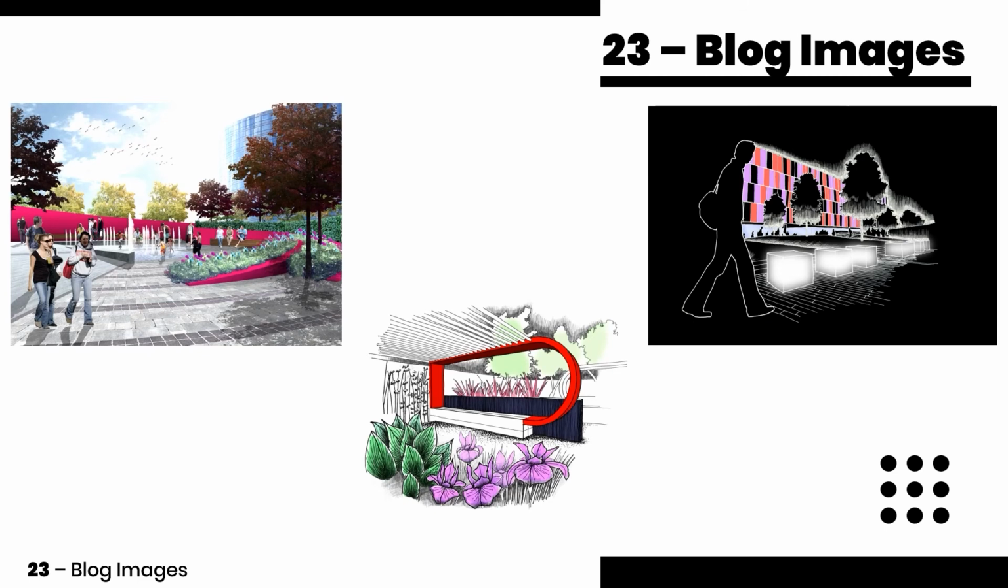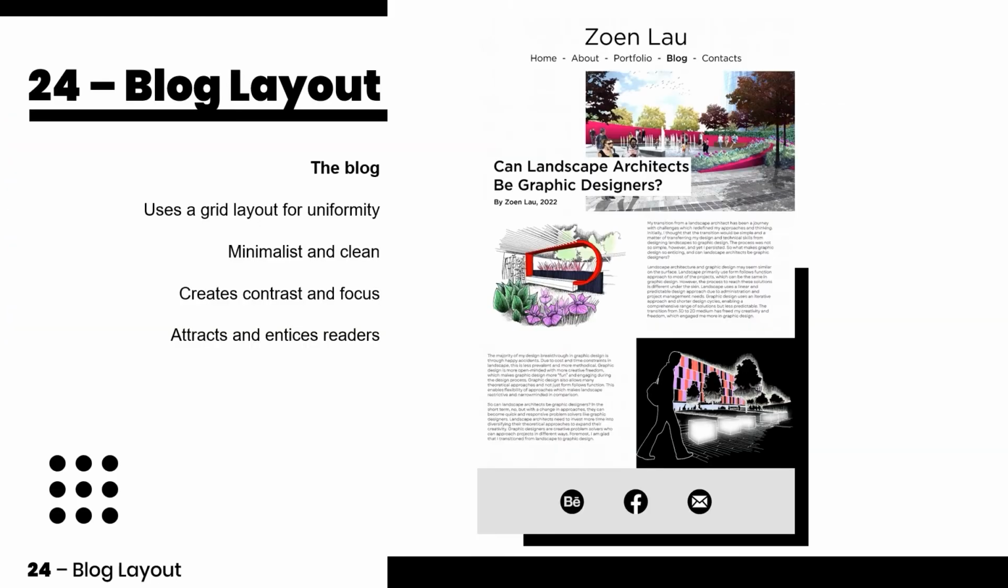3 images were used which display the contrast of a realistic rendering with 2 hand-drawn visualizations to define the creative skill of a landscape architect. The blog design is minimalist with a grid layout to create unity and functionality. The images engage viewers with strong focus concepts.